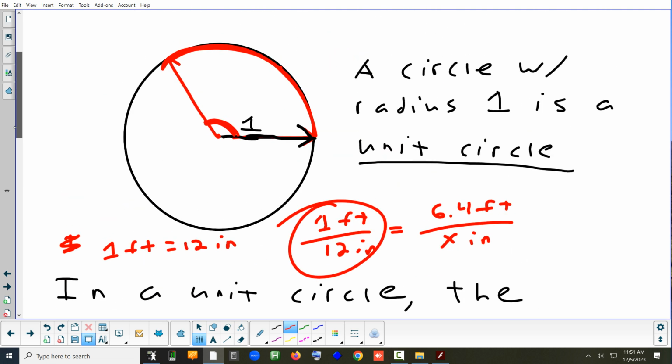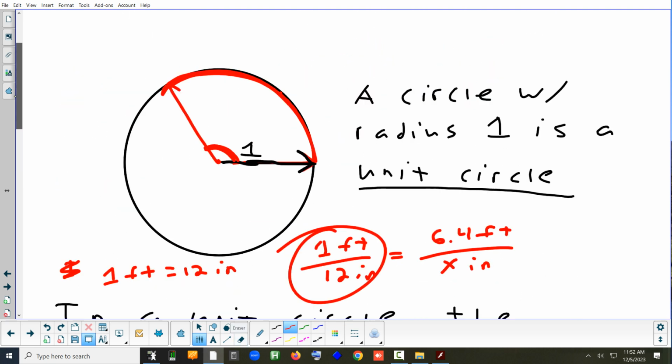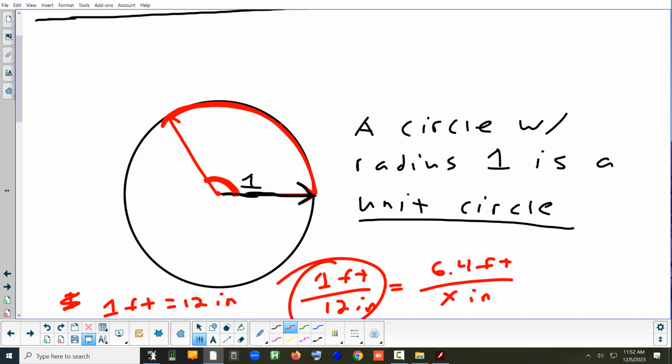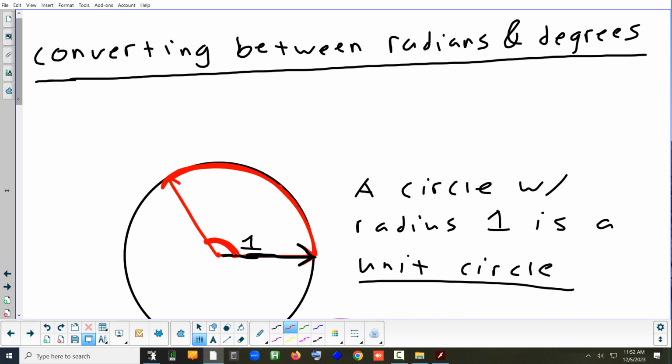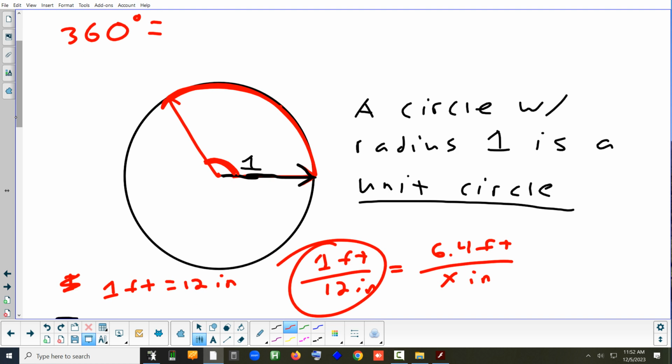Let's look back at the diagram. Let's see if we can figure out how many radians in a full circle. Well, let's start with degrees. How many degrees in a full circle? 360. So there are 360 degrees in a full circle. Now, we don't know how many radians are in a full circle. We haven't figured it out.